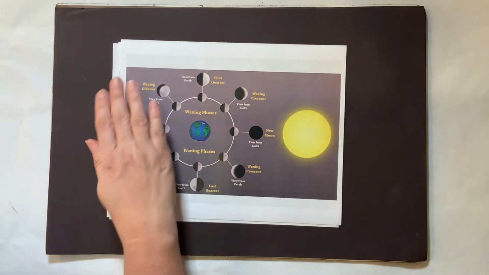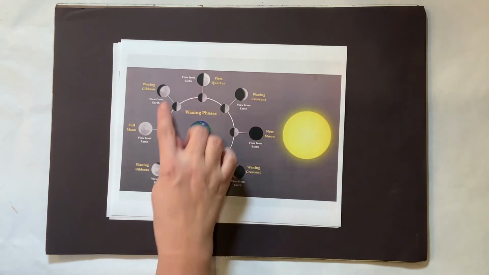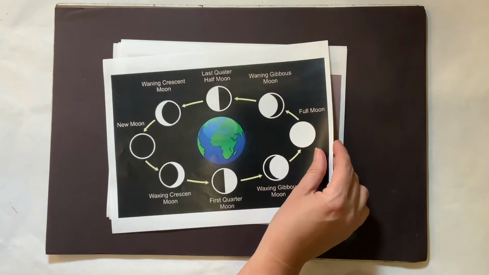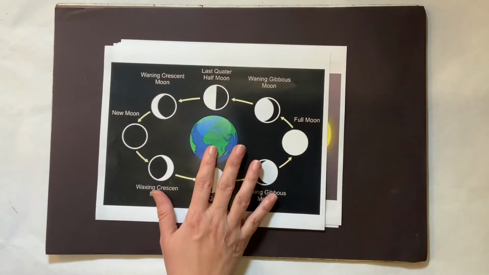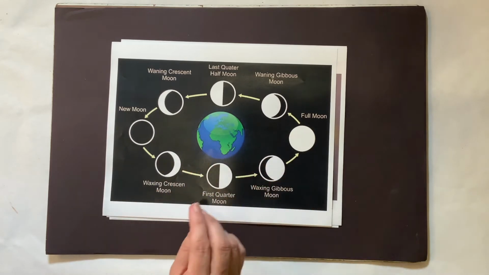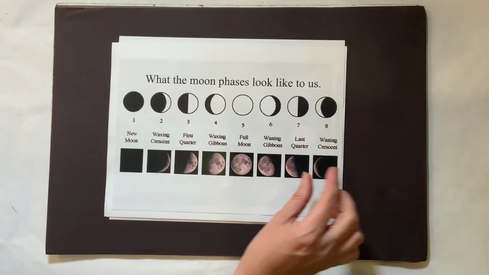All right, guys, I know you see a lot of moons here, but actually when you're looking at this, you don't see all of these. You just basically see the moon in these phases. You don't see all of that, so I don't want to confuse you. But this is what the moon phases look like to us.